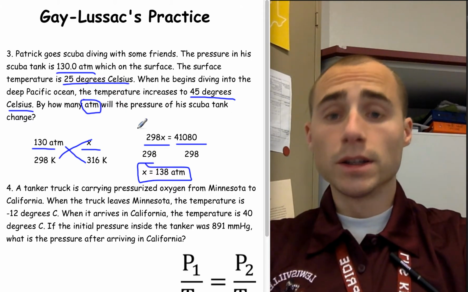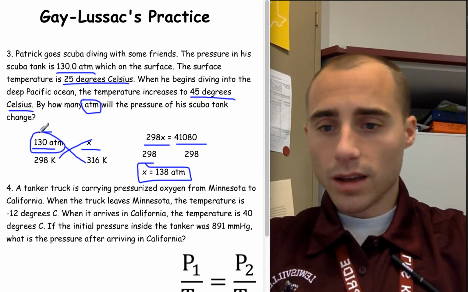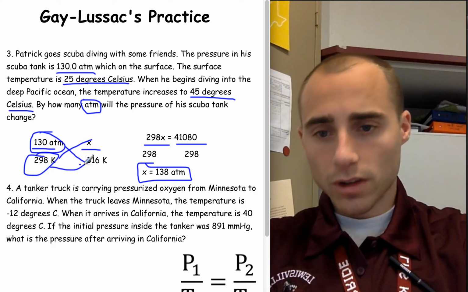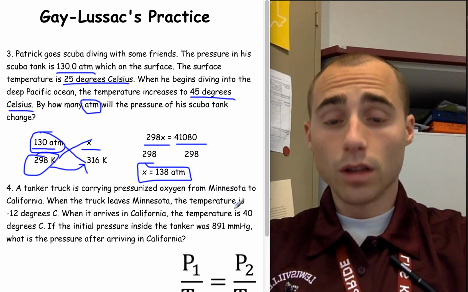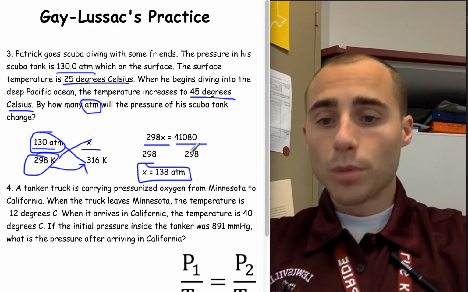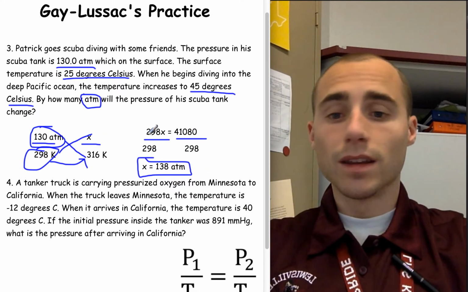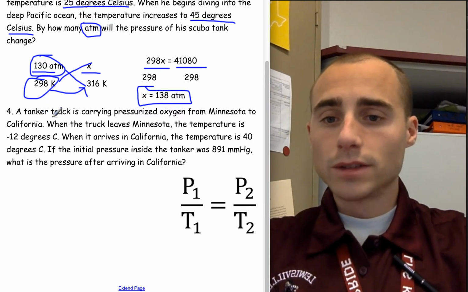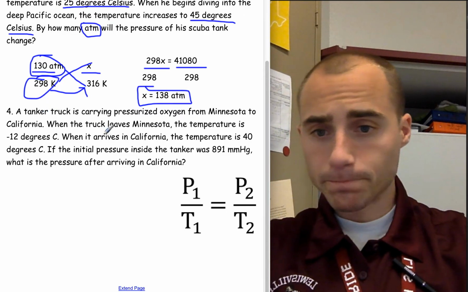Let's check our work. We started off with 130 ATM and 298 Kelvin. The temperature increased to 316 Kelvin. Therefore, according to our law, the pressure should also increase, and it did. Success, which would make sense because in the ocean the pressure increases. Here we go. Number 4, last one.